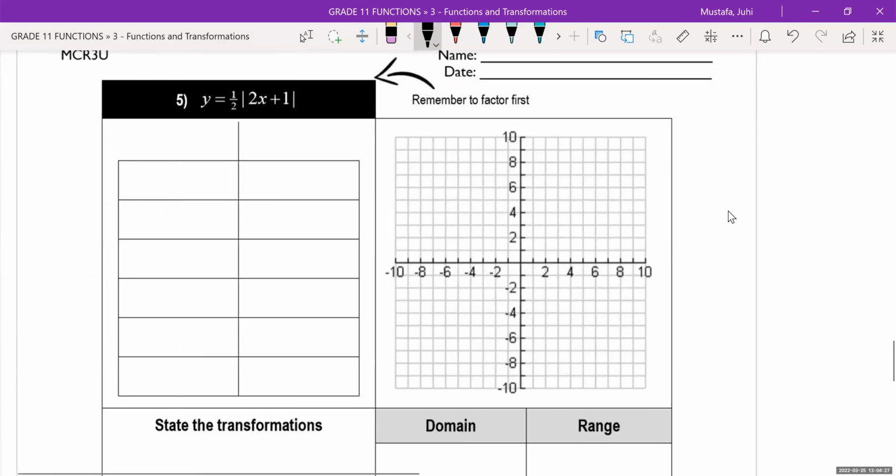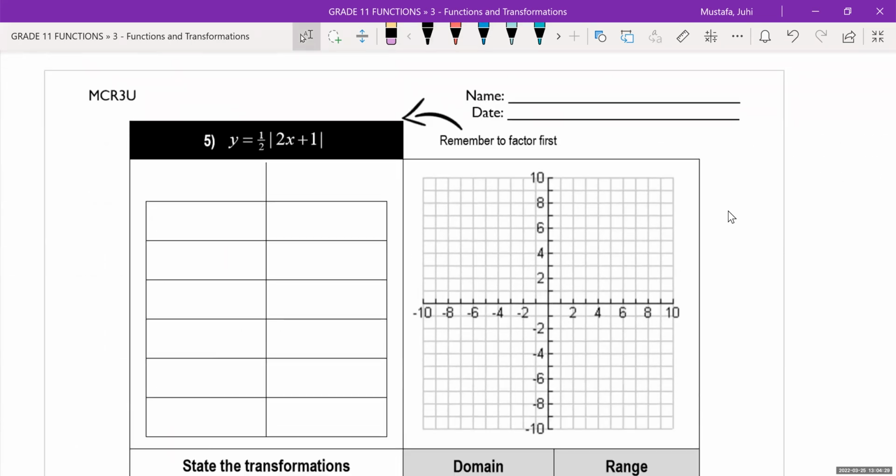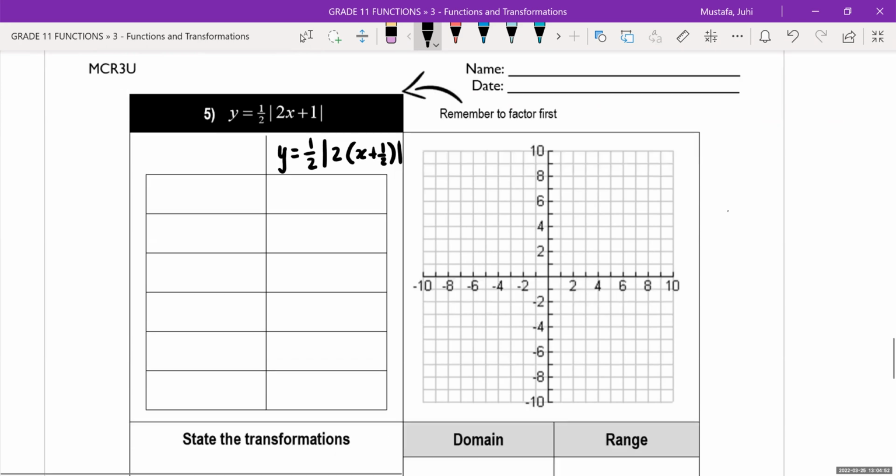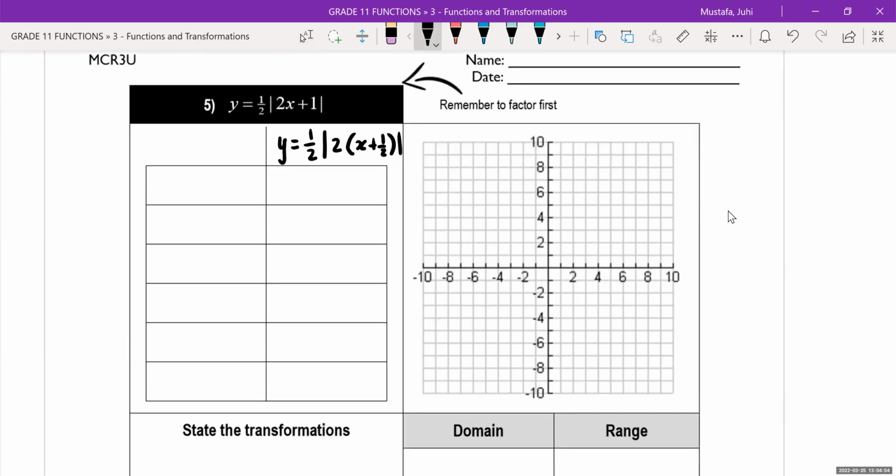Okay, so when we come back here for our factored question, actually I'm going to write it here. It's going to be y is equal to a half absolute value sign 2 bracket x plus a half, close bracket, close the absolute value sign. Okay, let's also draw our parent function.